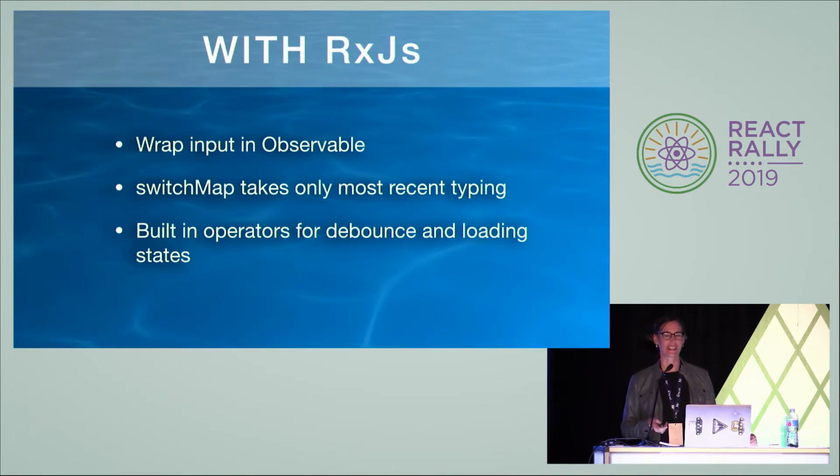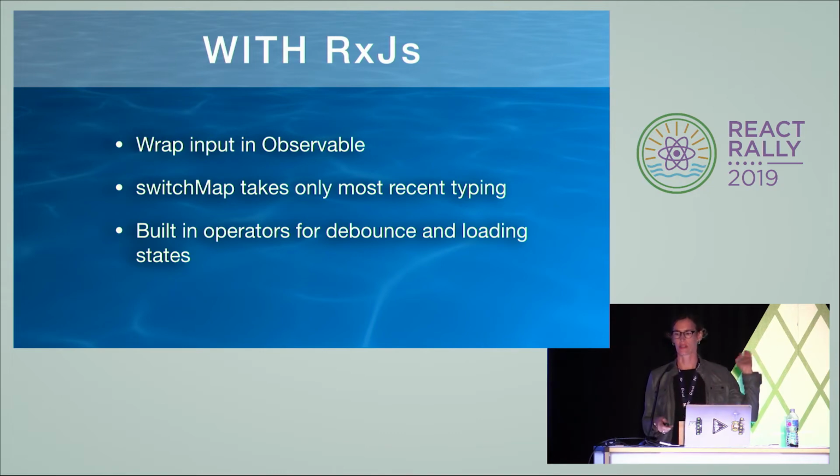So with RxJS, this is actually really simple. You have your input and you wrap it in an observable stream. And that switchMap operator that we talked about just takes the most recent thing. Everything that's not useful anymore, it just throws out. And it has all these built-in operators for dealing with debouncing, which are very nice, and loading states.